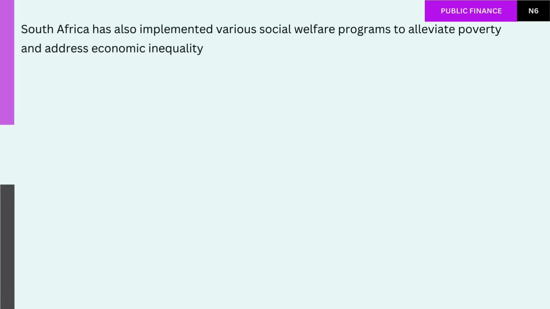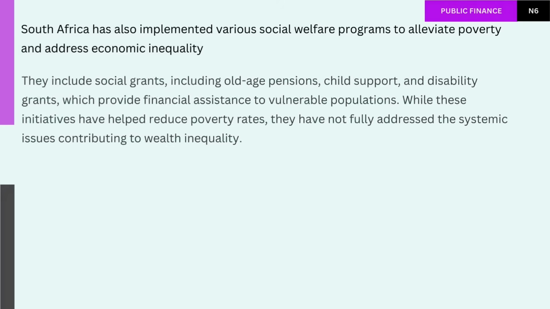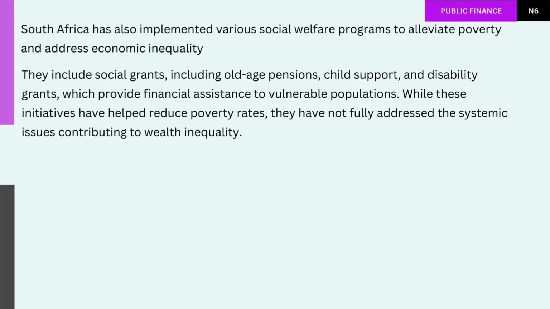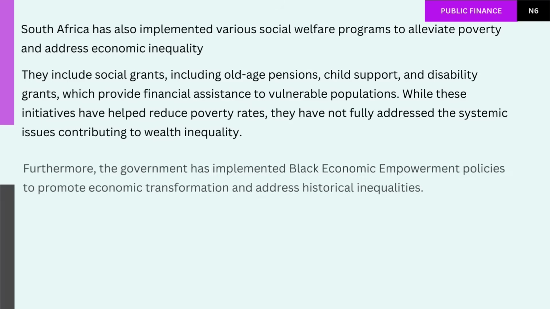South Africa has also implemented various social welfare programs to alleviate poverty and address economic inequality. They include social grants, including old age pensions, child support, and disability grants, which provide financial assistance to vulnerable populations. While these initiatives have helped reduce poverty rates, they have not fully addressed the systemic issues contributing to wealth inequality.